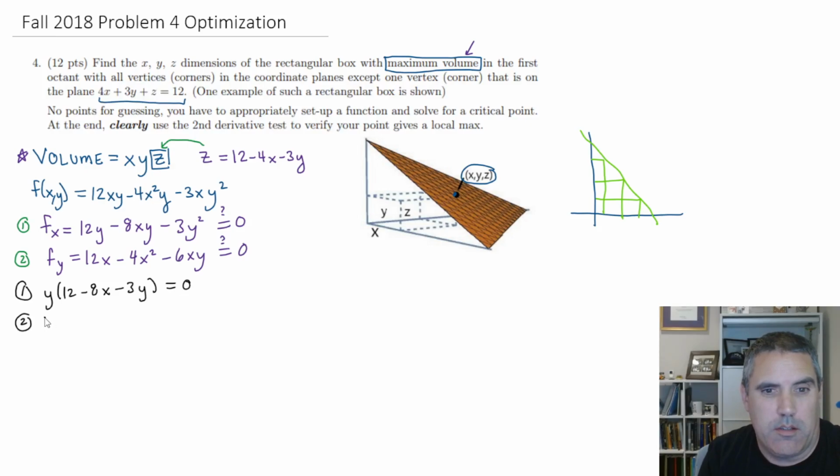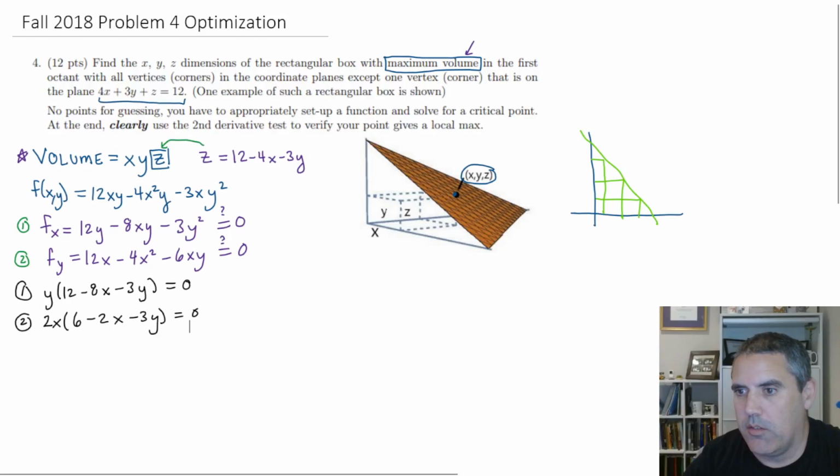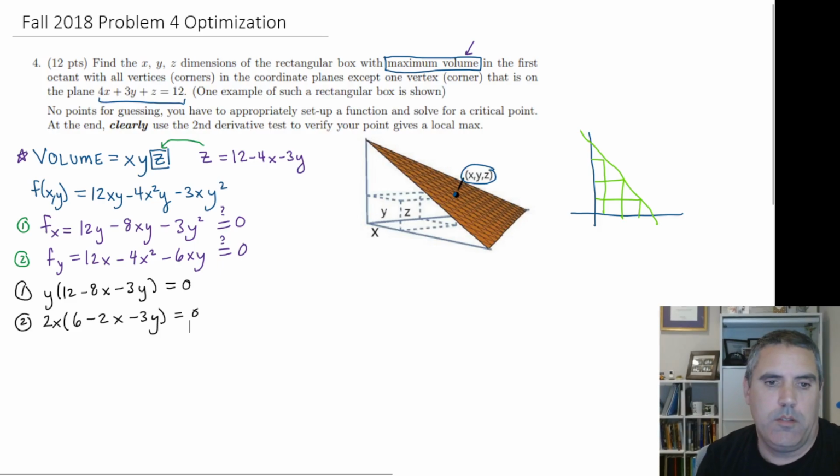And then factoring out, it looks like I can factor out a 2x. 6 minus 2x minus 3y is 0. Double check that I haven't gone off the screen. Okay, we're doing good. Then we're going to solve.